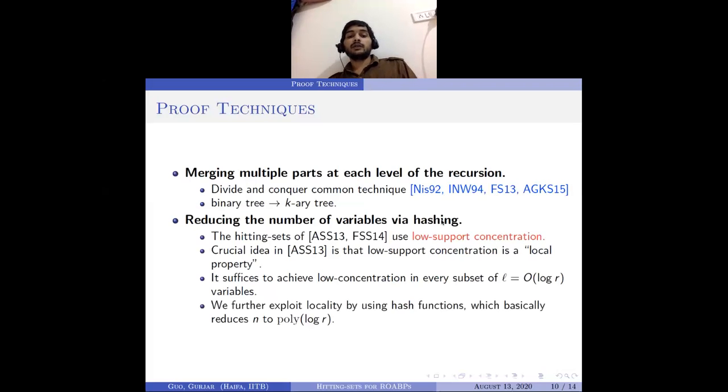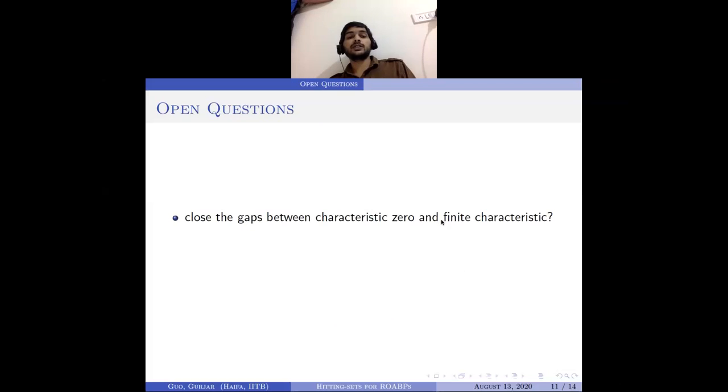So what we do is we further exploit this locality and we combine it with hash functions, and basically this reduces the number of variables from n to polylog r, which gives us the desired improvements. So that's it for the techniques, and let's move on to the open questions.